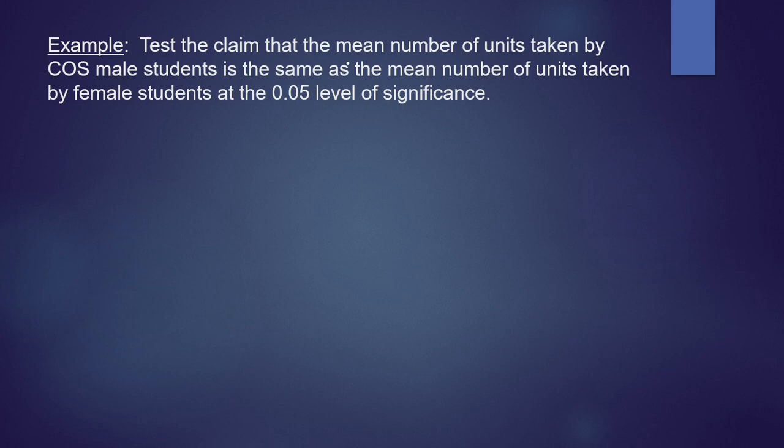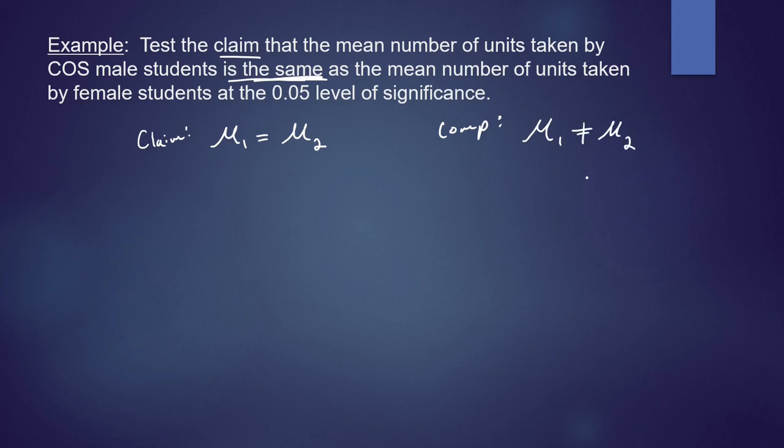Okay, so let's start the problem. We're going to look at the claim and the complement. We are claiming that the mean number of units taken by COS male students is the same as the mean number of units taken by female students. So the claim is the mean of the first group is exactly equal to the mean of the second group. The complement to this is the opposite, so the mean of the first group is not equal to the mean of the second group.